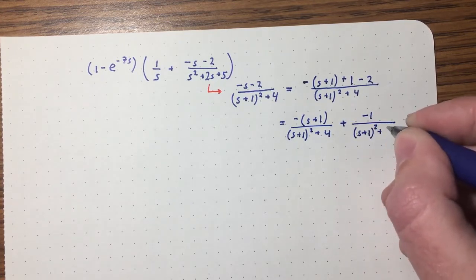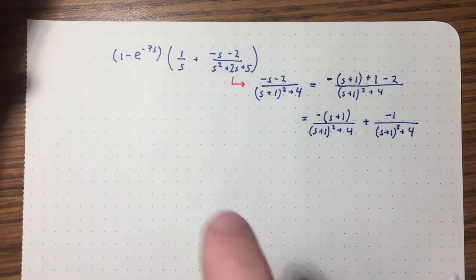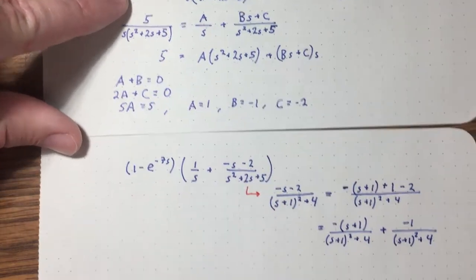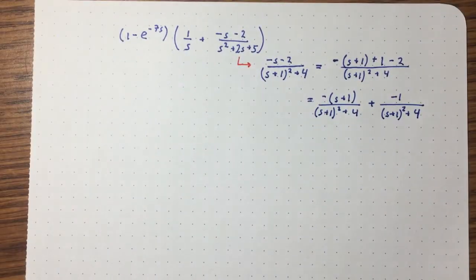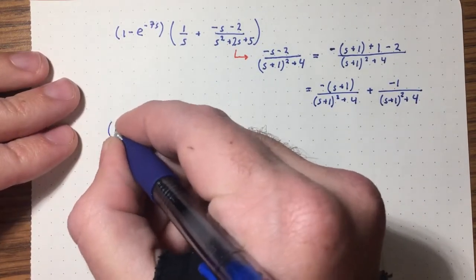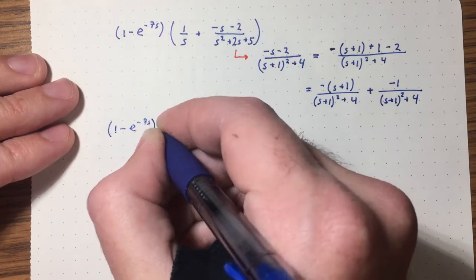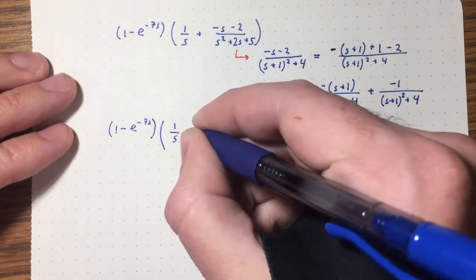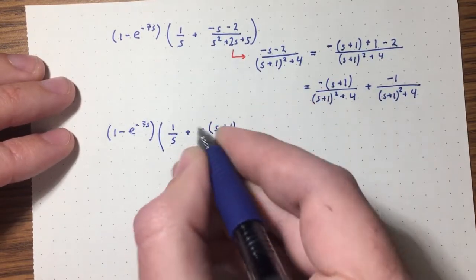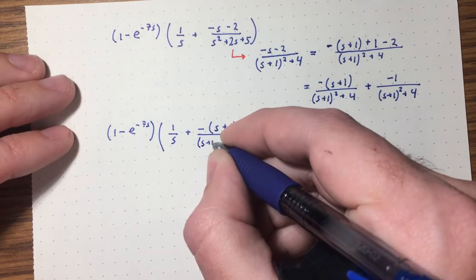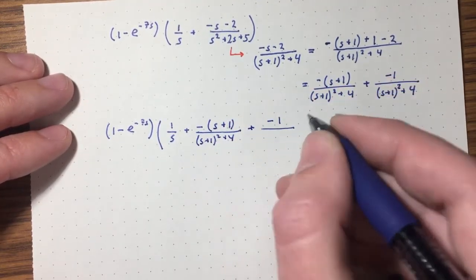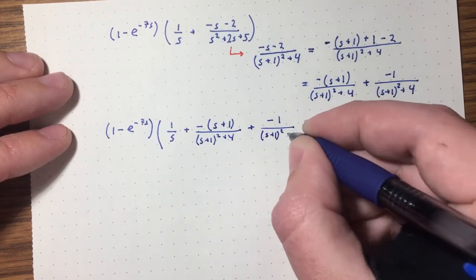Okay. It's just a lot of rewriting. That's all we've been doing ever since this point. We're just trying to rewrite this in order to bash it out with the table. Okay, so let's take stock here. I have this times 1 over s plus, I'll write this out, minus s plus 1 over s plus 1 squared plus 4 plus a negative 1 over s plus 1 squared plus 4.